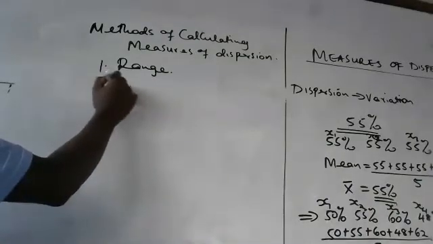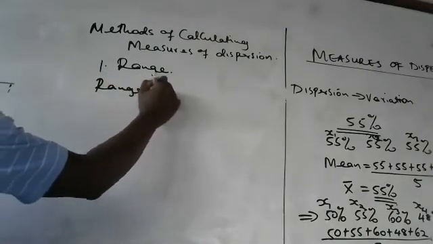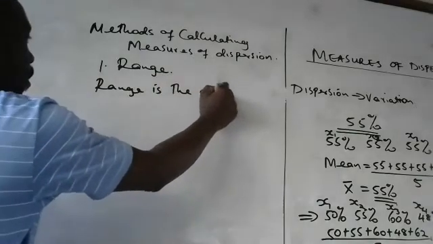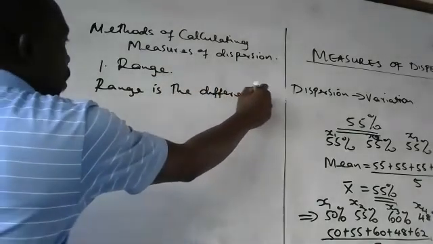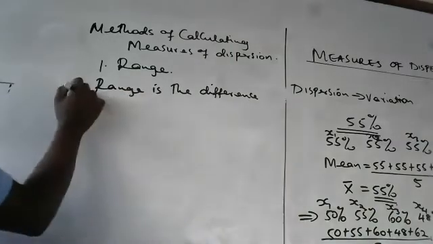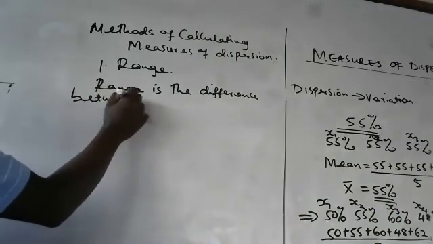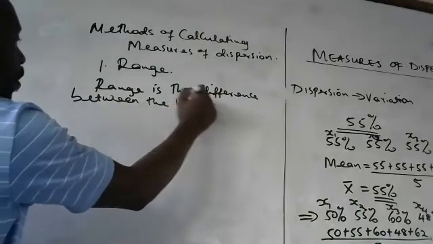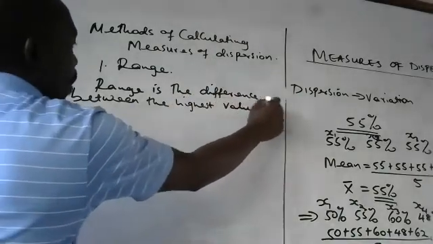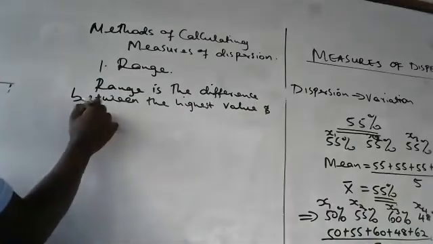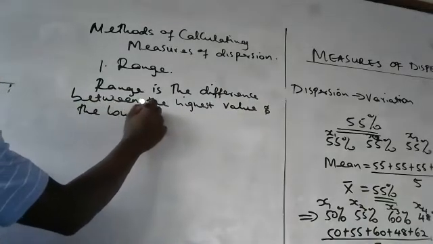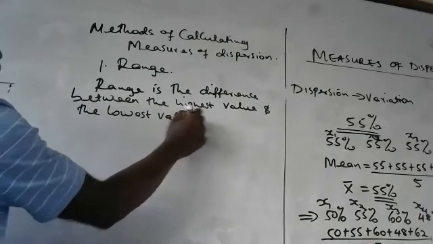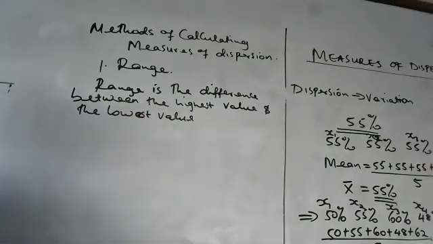The range is the difference between the highest value and the lowest value. The difference between the highest value and the lowest value in a distribution is what we call the range.